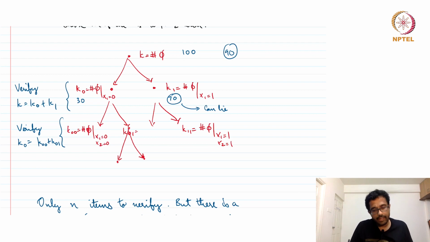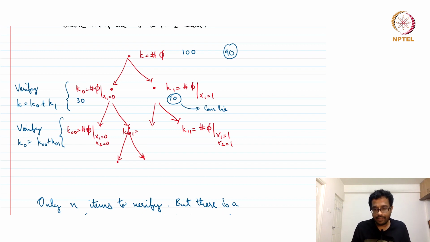Now, in this attempt we are only verifying one path. Suppose the verifier decides to verify the correctness of k0. Then the prover has no problem, because the actual k0 is 30 and the prover has reported 30, so he can convince the verifier honestly that k0 is equal to 30. There is no issue with that. But there is an issue if the verifier asks the prover to verify 70, when the actual number is 60.